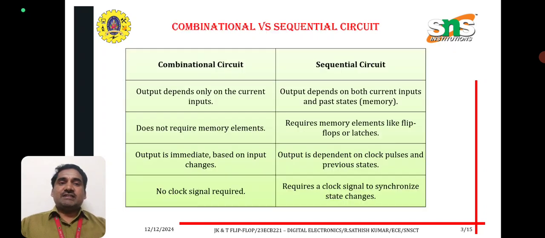Next one, combinational versus sequential circuit. Combinational output depends on the current inputs. Sequential output depends on both current inputs as well as past states. It does not require memory elements in a combinational circuit. It requires memory elements like flip-flops, latches, etc. in a sequential circuit. Combinational circuit output changes immediately based on input changes. Sequential circuit output is dependent on clock pulses and previous states. In combinational circuits no clock pulse is required. Sequential circuits require a clock signal to synchronize these state changes.